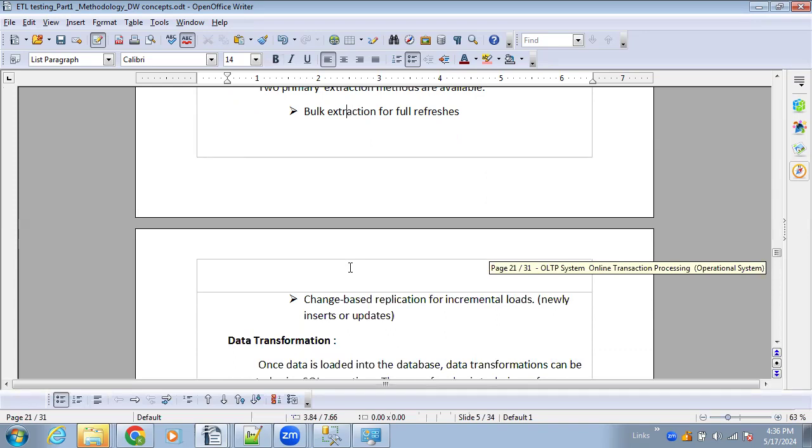One is bulk extraction or full refresh, meaning the staging tables. You are extracting the table, whatever is there in today's table. Okay, let me explain like this.